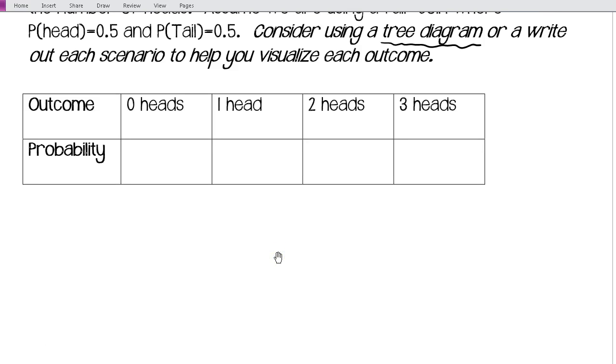We could get 0 heads. So the probability of getting 0 heads is not getting a head on the first toss, not getting a head on the second toss, and not getting a head on the third toss. That would be a half times a half times a half, or 1/8.